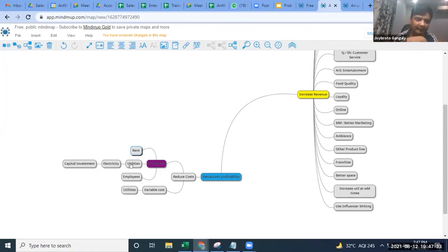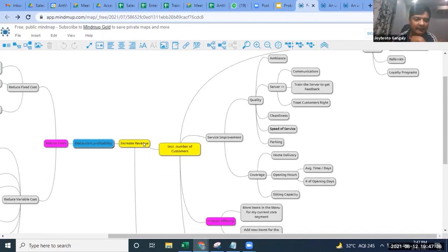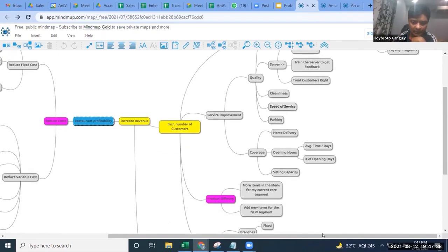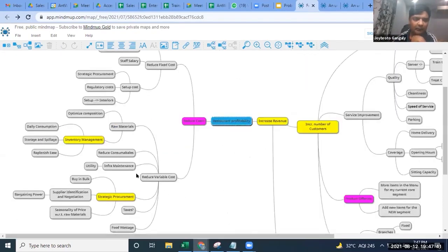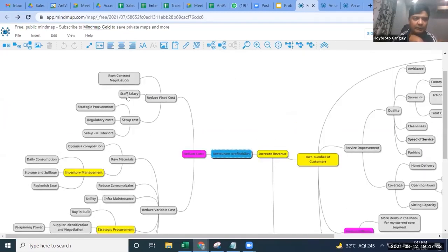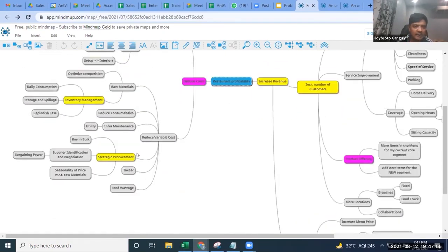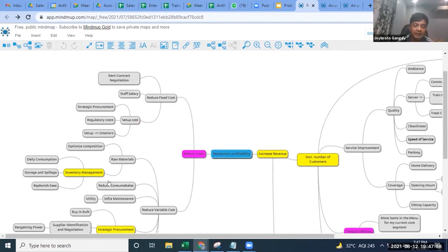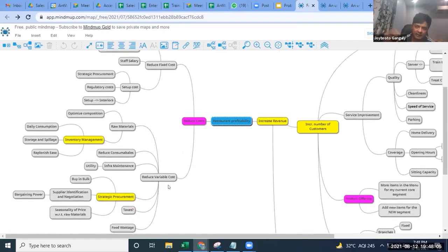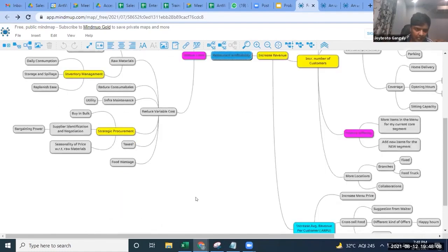Good. There are several other variable costs as well. I have some answers for you guys. I can show you here, but again, you can add a lot more. Fixed cost is about rent. You guys talked about it, staff salary, setup cost, right? Strategic procurement, regulatory cost, setting up the interiors. And then a lot of this is variable cost, like raw materials, infra maintenance, reducing consumables. By raw materials, I mean you optimize your inventory, you optimize how you store, you reduce spillage, you reduce daily consumption, you improve your turnaround time of how fast you get, and so on.